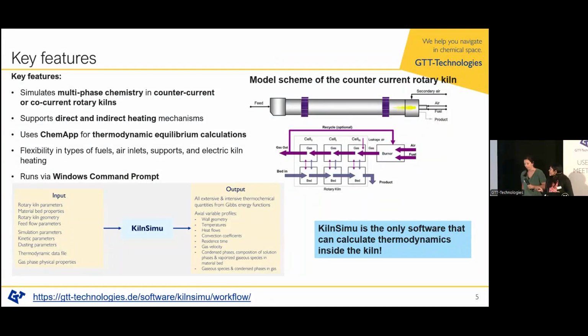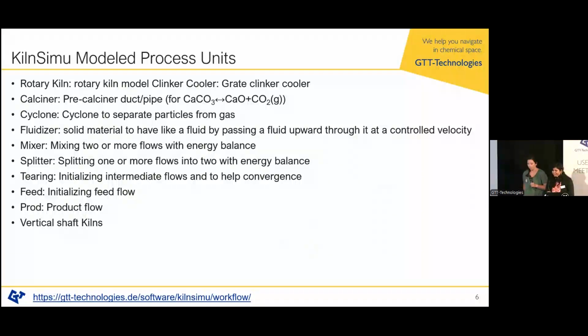As we said, and as Alex also said, we started out with rotary kilns, but we moved on to other process model units also. There are calciners, cyclones, and fluidizers. You have the ability to mix and split different flows. You can do different feeds, so you can have multiple feeds going in if you're adding different additives or dusting material. And then you obviously have your product flow at the end. And now, vertical shaft kilns.